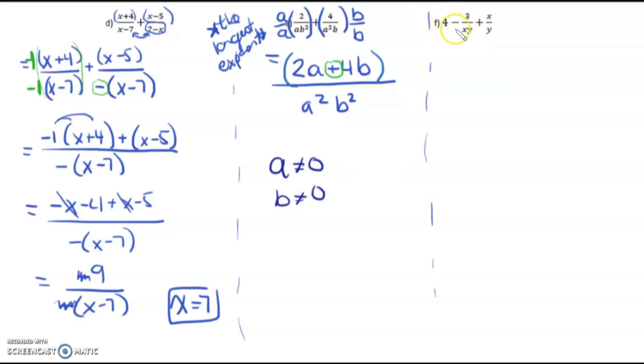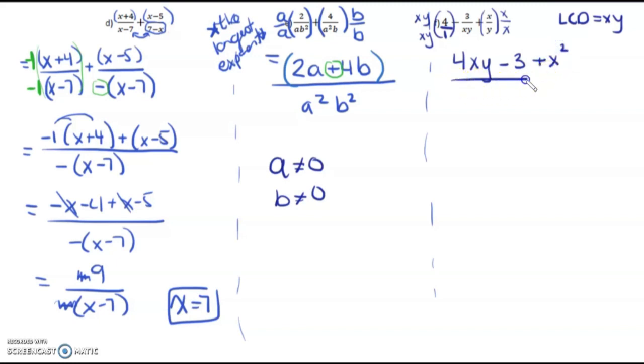All right, last one. We have a constant 4. This is over 1. So the lowest common denominator is xy. Okay, so this middle term here has an xy in the denominator. The last term we'd have to multiply by x over x. And the first term we have to multiply by xy over xy. Okay, so we get 4xy minus 3 plus x squared. And that's all going to be over xy.